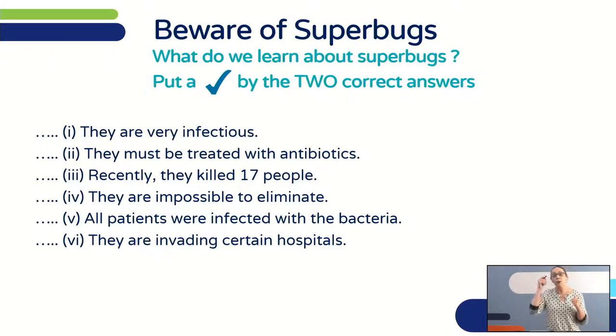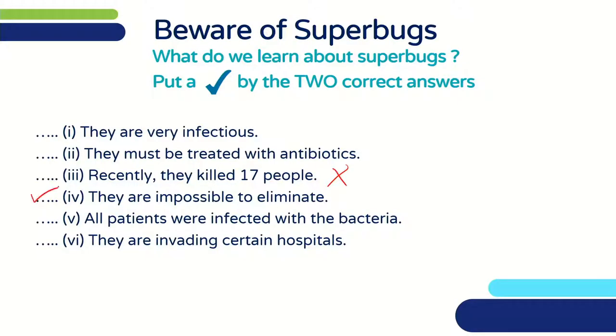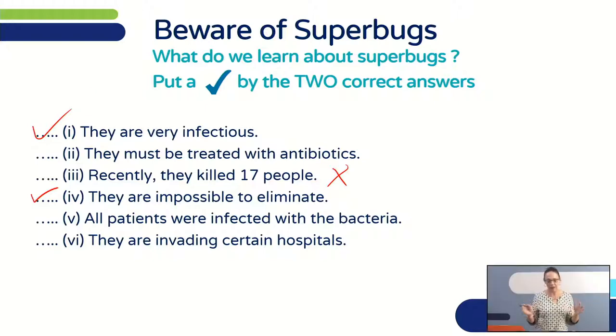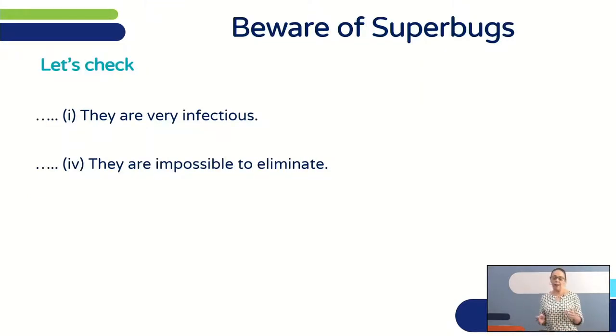Here, there is a trick. We know the number 17. If you go back and scan, you find that 17 is the number for people infected, not for people who died. So this is not an option. Here is one option: they are impossible to eliminate, and they are very infectious. They are invading certain hospitals, and all of these things are a bit far from being correct. So if we check, yes, they are very infectious, and they are impossible to eliminate. Okay, here we had two tricks, the number and the word. We didn't have the same word, but we have the meaning of the term found in the text. Can we move on?